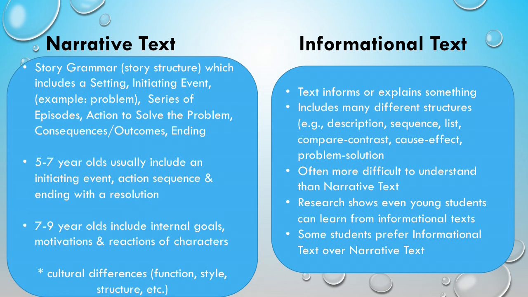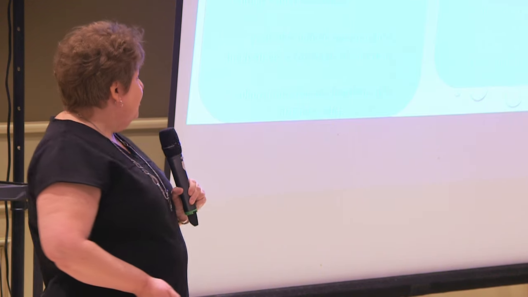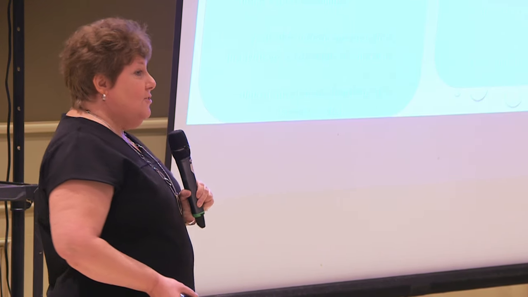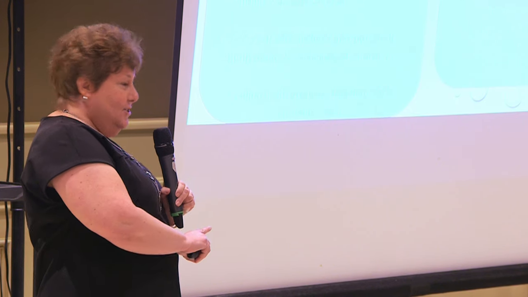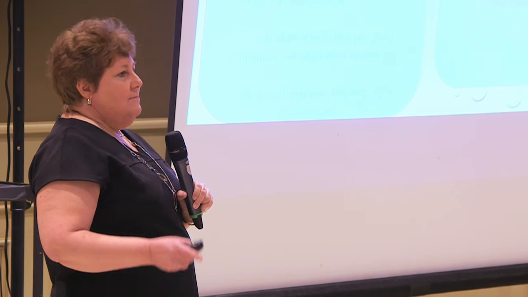Okay? Now contrast that with informational text. Informational text explains things. It's more information. Lots of different structures. There's descriptions, sequence lists. And for some students, they have more difficulty understanding informational text than they do narrative text. But even very young students, some of them really like informational text. And some actually prefer it over the narrative text. And in talking with Dr. Crunwell, there's actually some sex differences. So the girls like Rainbow Fish. The boys want to read about sharks and wolves and dinosaurs. So there are some differences.